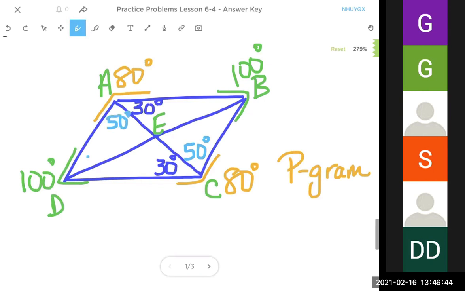Can we figure out those angle measures? Are they both 50? Would one of them be 30? Like EDC? Would that be 30? Okay, so what kind of shape would it have to be in order for that to be 30? It's not going to be 30 if this is not a rectangle.